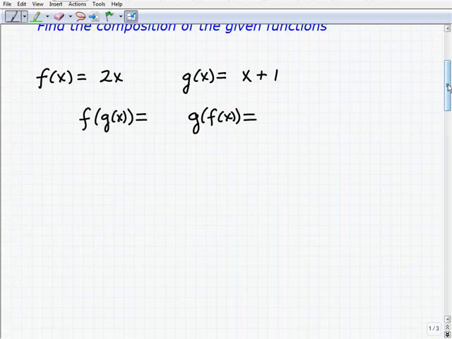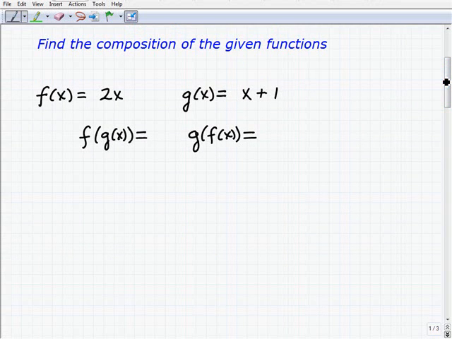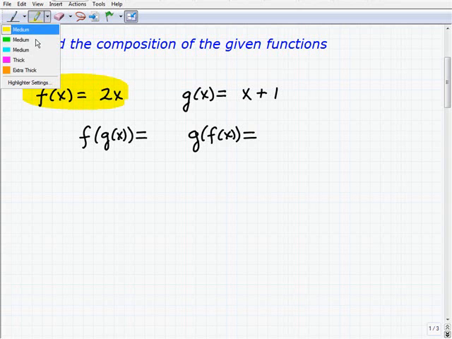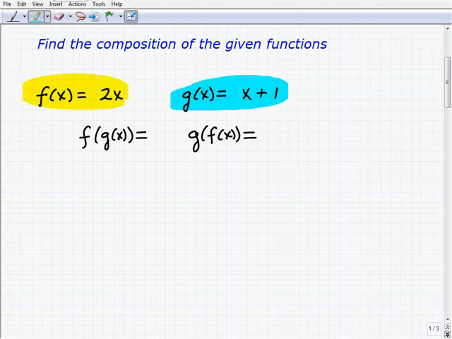We want to find the composition of these two functions. We have a function here, f of x, and we have another function here, g of x. What we're going to be doing is find f of g of x. We're going to plug the g of x function into f right here. We're going to do that for f of g of x, and then we're going to, let's use another color, plug the f of x function into the g function. That's what we're going to be doing. Let's start off with the f of g of x function first.